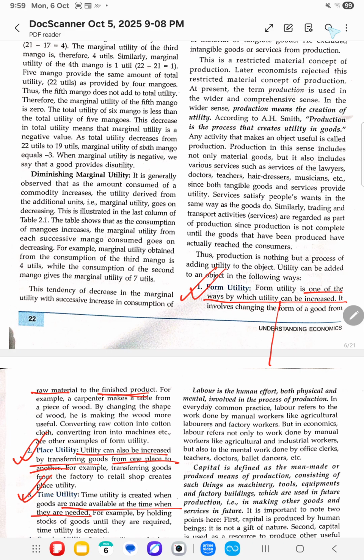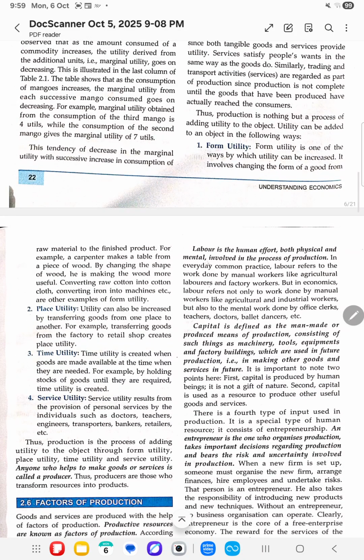Next up we have service utility, which results from the provision of personal services like doctors, teachers, engineers, transporters, bankers, retailers, etc. Okay, so anyone who helps to make goods or services is called a producer.